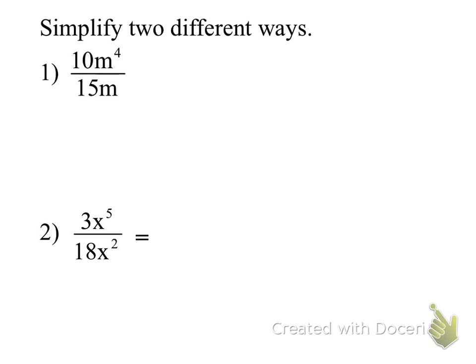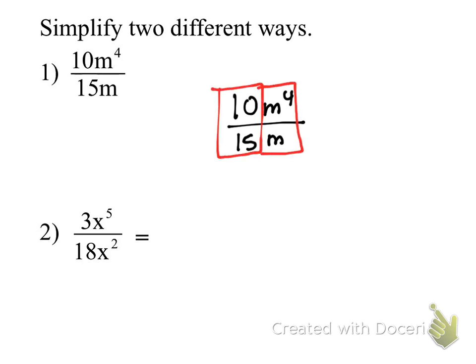Let's go. 10m to the fourth over 15m. Okay, now, this is like having two different problems, and we're going to reduce both. Okay? What's the greatest common factor I can divide out of 10 and 15? 5. So when I divide by 5, what's left? 2. When I divide by 5, what's left? 3.